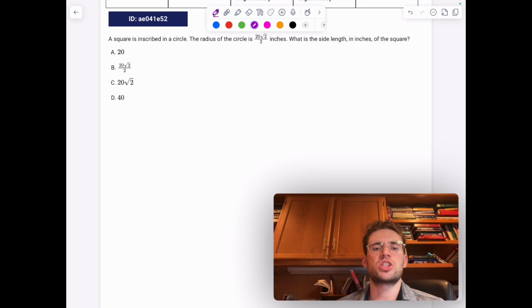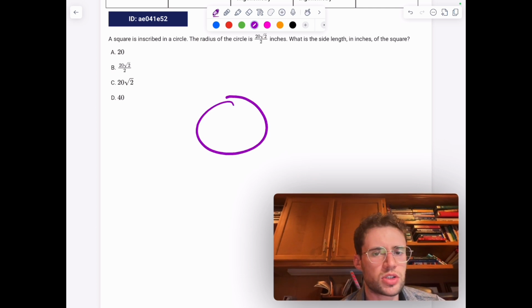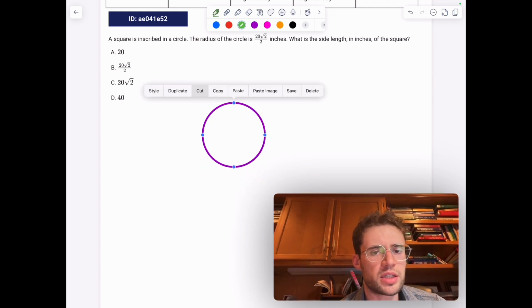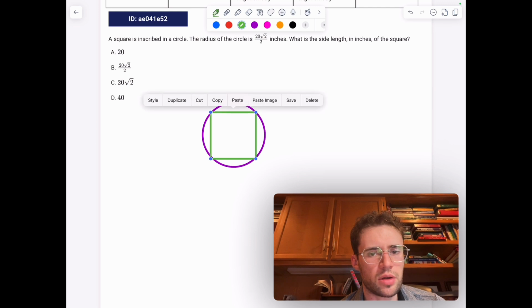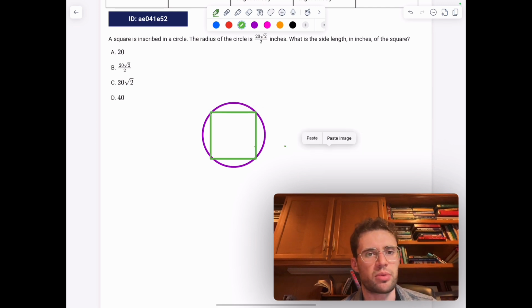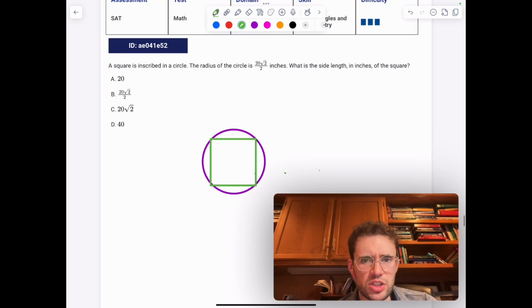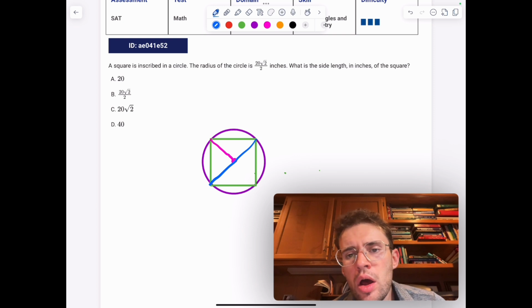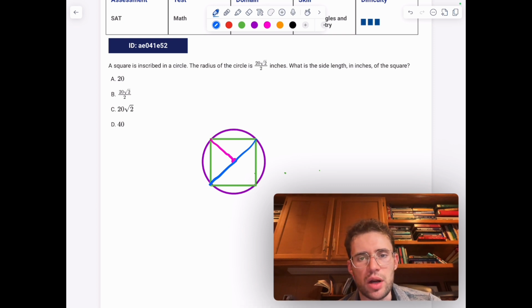A square is inscribed in a circle. Let's draw a circle first, and then we've got a square inscribed inside of it. Make that a little smaller. Okay, I don't inscribe that perfectly, but imagine it is inscribed perfectly. The radius of the circle is 20 times the square root of 2 over 2. Right, so that's half of the diagonal of the square. The diagonal is the diameter. What is the side length in inches of the square?